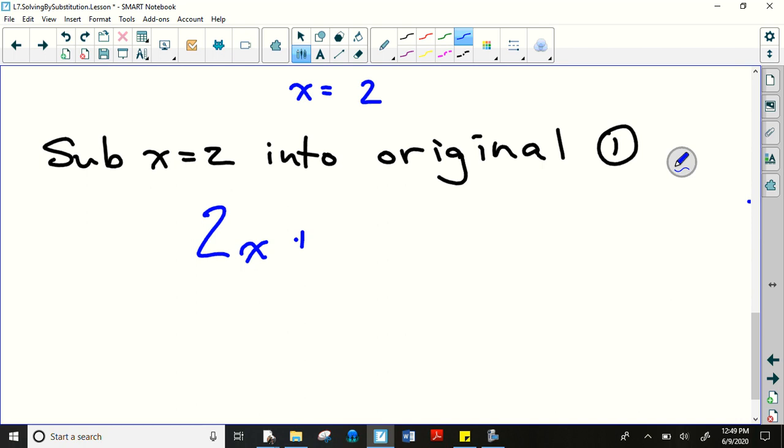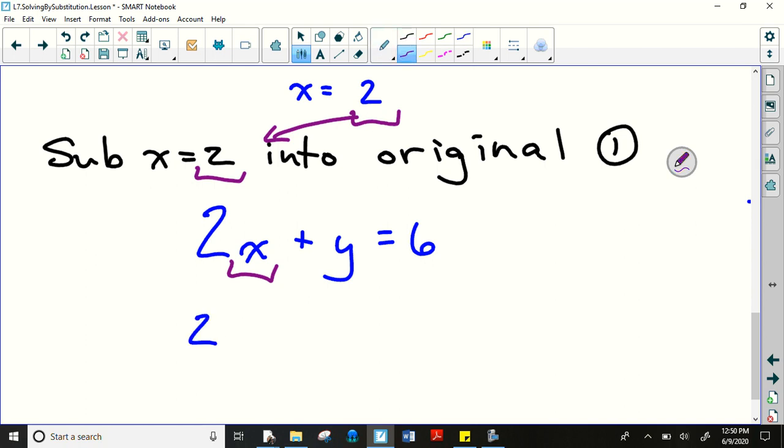2x plus y equals 6. So again, wherever we see an x, we're going to replace it with a 2, and that's coming from here. So we solved for x. Now we have to find a value for y, so we have to replace the x with a number. And when we plug it in, it looks like this.